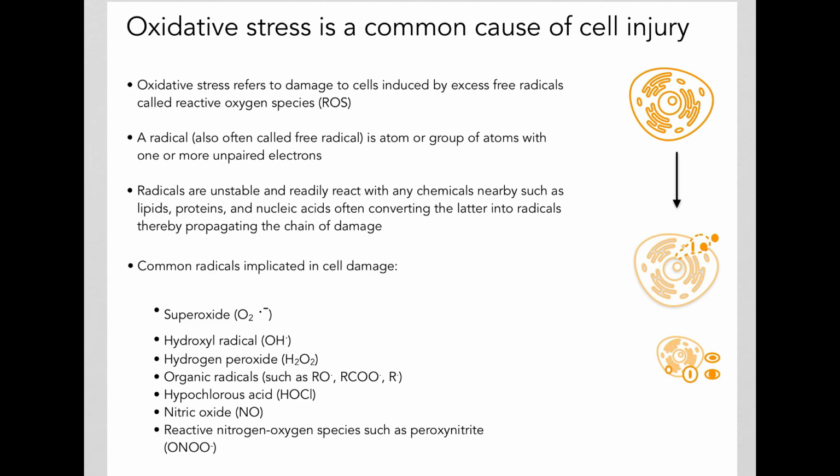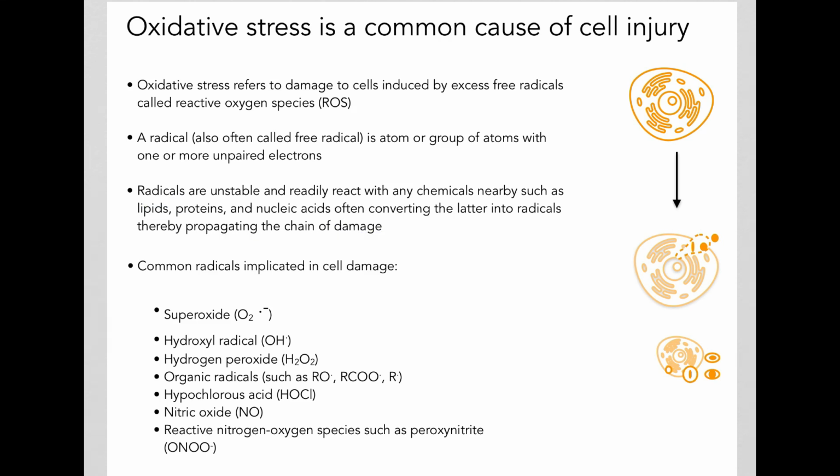Now, a serious problem with this reaction is that when the radical reacts with some target molecule, let's say a lipid, the lipid itself then becomes a radical. And this thereby propagates the chain of radical formation and enhances or continues the damage to the cell.